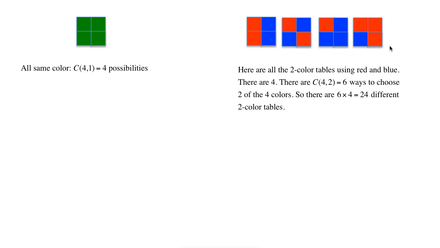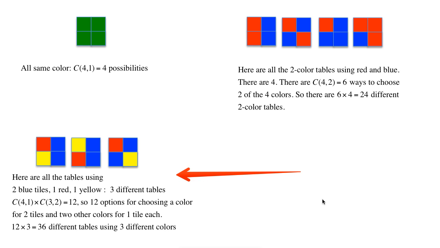Now altogether, remember, we have 4 colors. If you're going to use just 2 colors, you can choose which 2 colors you're going to use in combinations of 4 choose 2 different ways. That's 6. So there are 6 ways to choose 2 colors, and then whichever colors you choose, you can make 4 tables as we've illustrated right here. So that demonstrates that altogether there would be 6 times 4, or 24 different 2-color tables. 6 choices for your colors times 4 different tables you can make using any 2 colors.